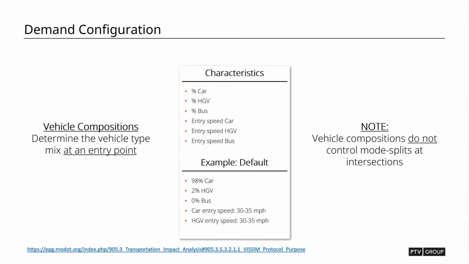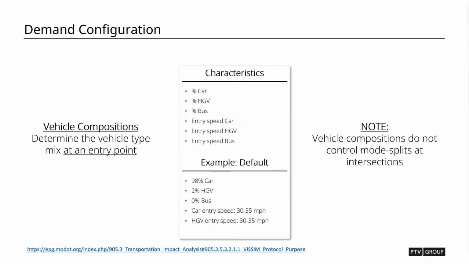Vehicle compositions also deal with the entry speed, because the boundaries of our network in Vissim are the edge of the world, so to speak, from Vissim's perspective. But in real life, those vehicles are coming from somewhere. So there's going to be an entry speed into the network. What is the average speed of the vehicles as they drive into that portion of the network? That way they're already going the correct speed by the time you are simulating.